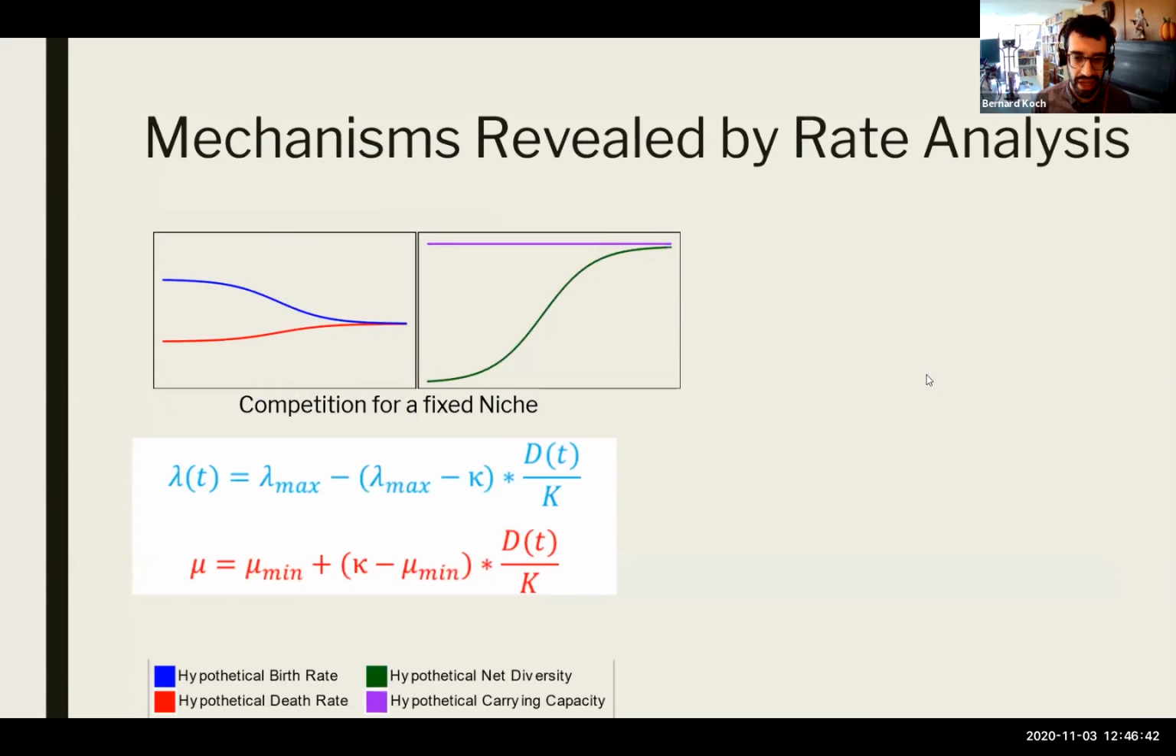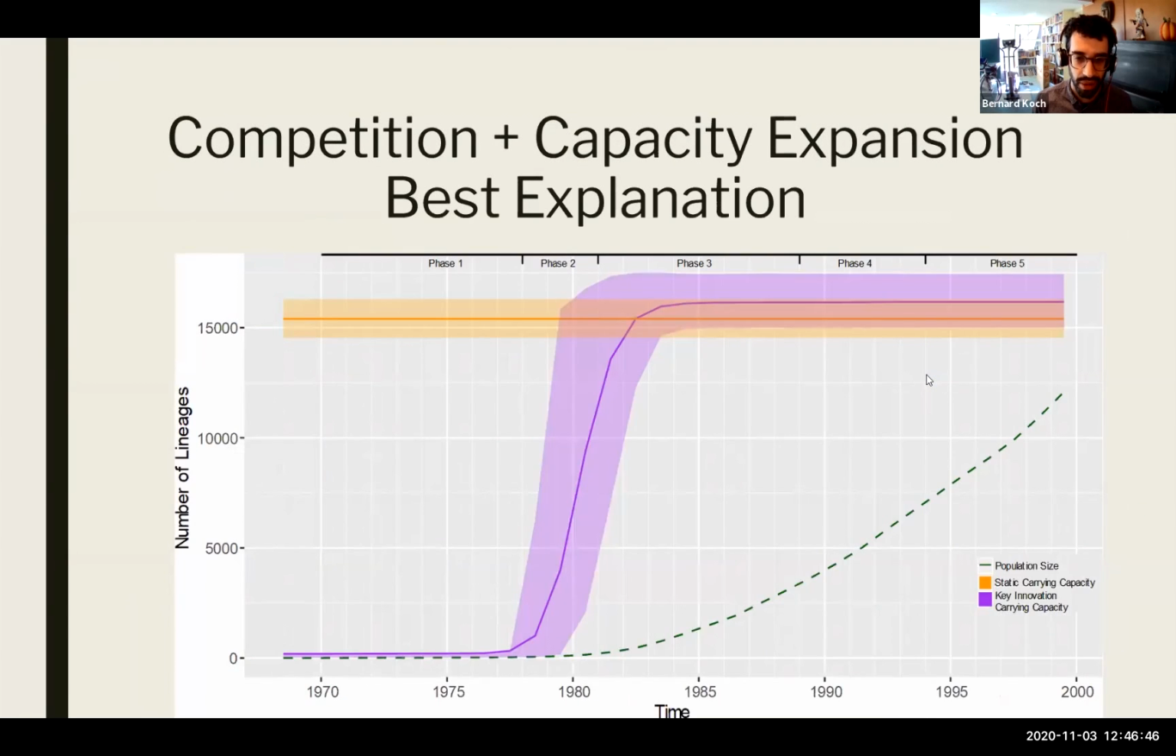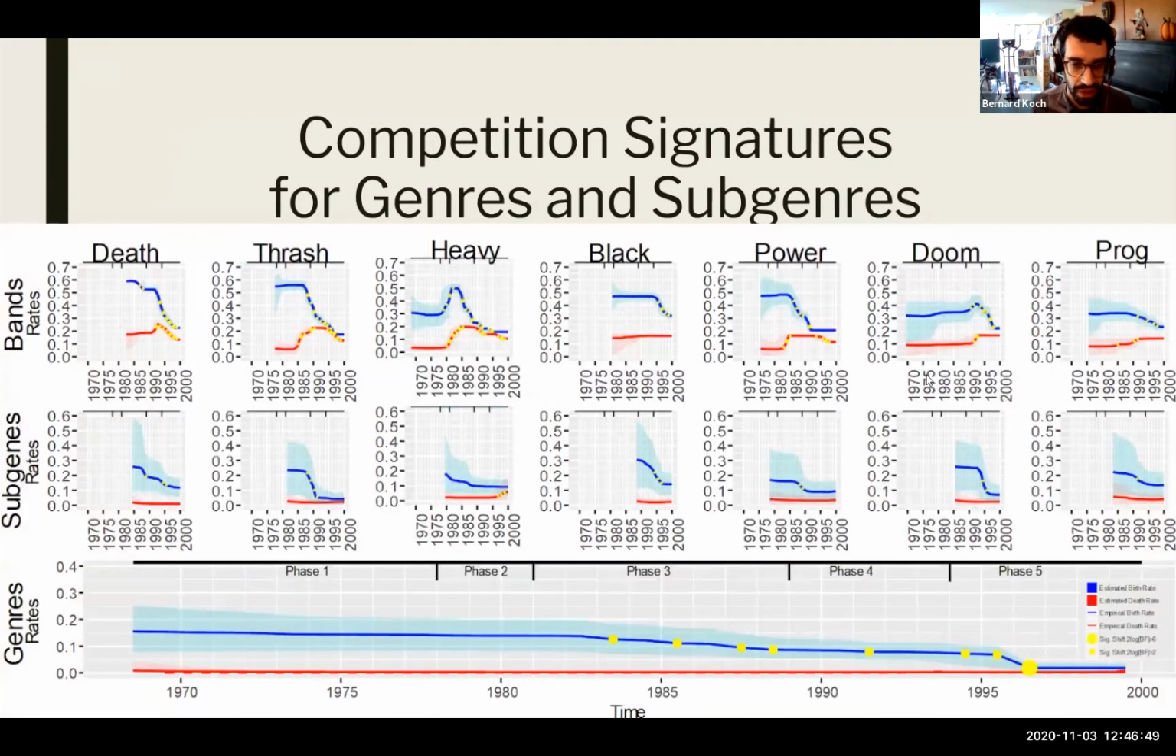Moreover, the birth rates and death rates don't converge within our window of analysis. But I did want to look for competition signatures in other contexts within metal music. These are bands within the 7 biggest subgenres of metal music. And what you can see is, particularly in popular forms like thrash metal and heavy metal, you do see textbook competition signatures where birth rates and death rates converge. That's the second and third panel, second and third column, first row.